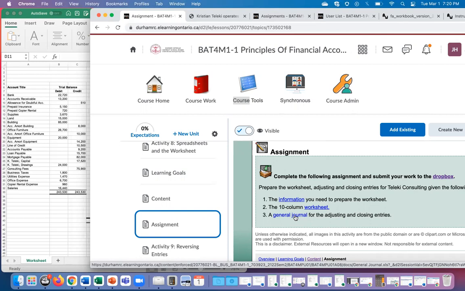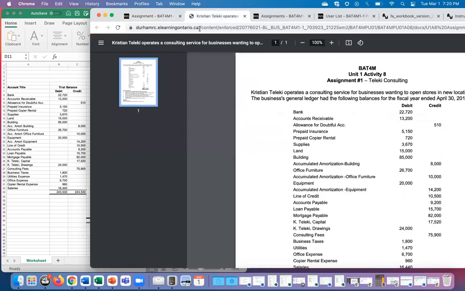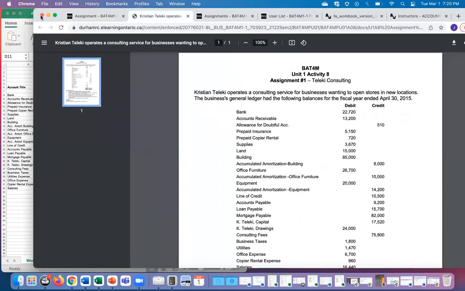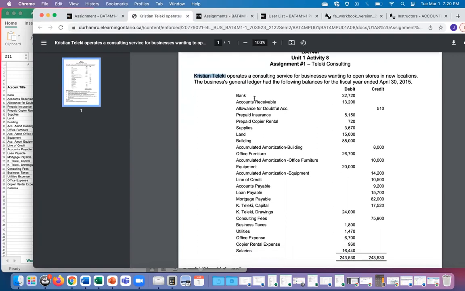Okay, so with all of that said, what we want to do is take a look at the information sheet and see what exactly it is that we're being asked to do. So I will do that here in a moment, as soon as the Zoom thing goes away. There we go. Okay. So up at the top, we have Christian Telecki operates a consulting service for businesses wanting to open stores in new locations. The business's general ledger had the following balances for the fiscal year ended April 30th, 2015. All right, and so it's got all of these accounts along with the balances that they have in them.